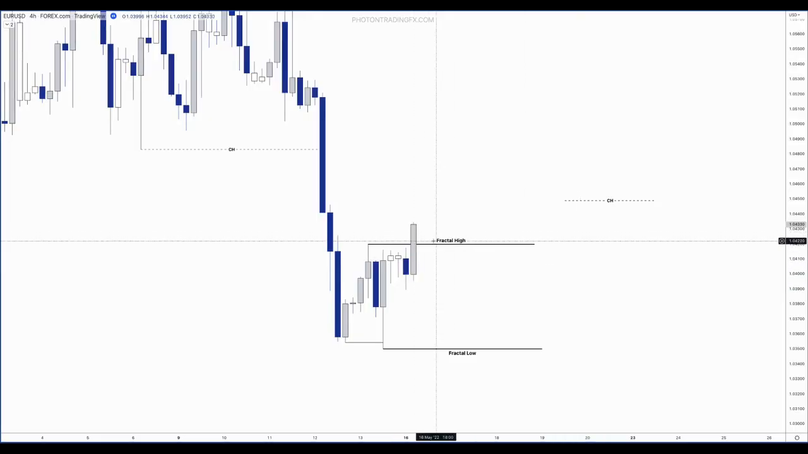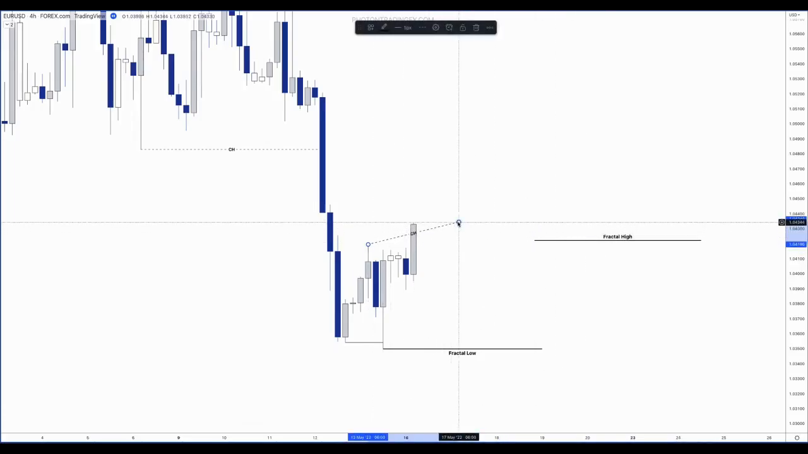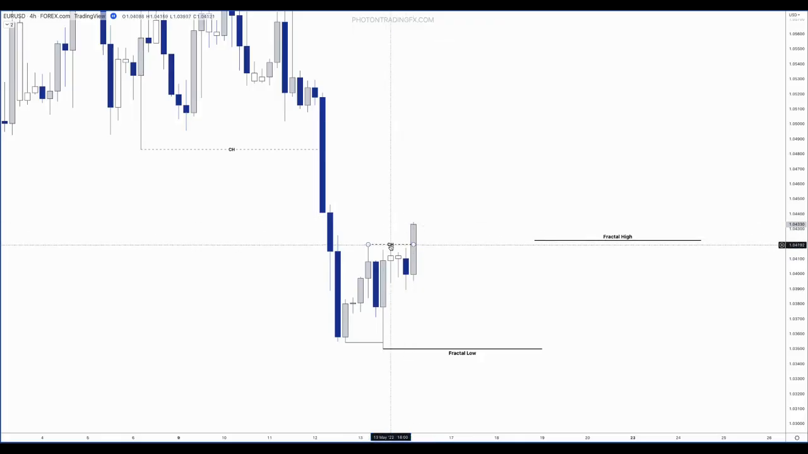Okay, now we have broken the fractal high. Because the fractal structure was bearish and now it's shifted bullish because we've broken the fractal high, what is that break? It's a chalk. It's a change of character because the fractal structure has shifted from bearish to bullish. So that is your chalk. I've just shortened CHOCH chalk to CH just to keep it a little bit neater. Now we've had that fractal break of structure to the upside, which is a change of character, because the fractal structure has shifted trend.